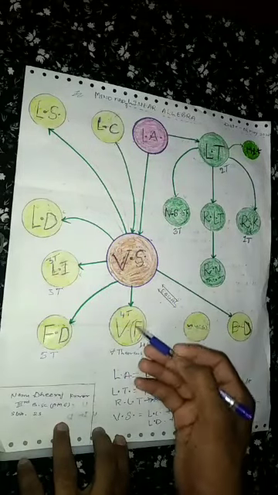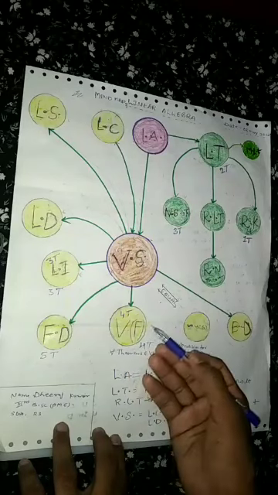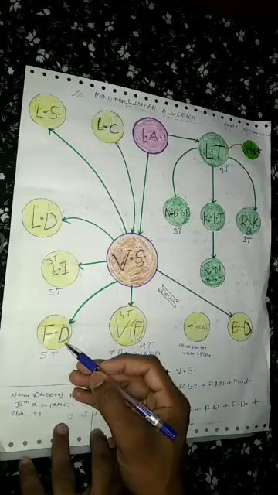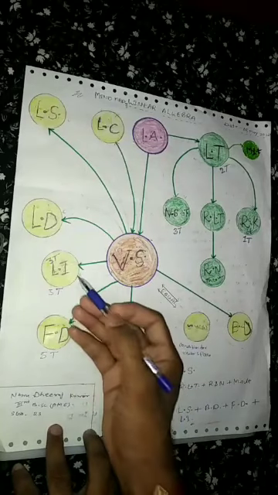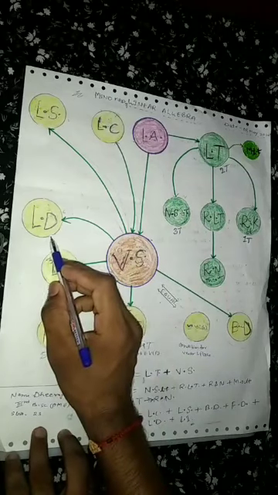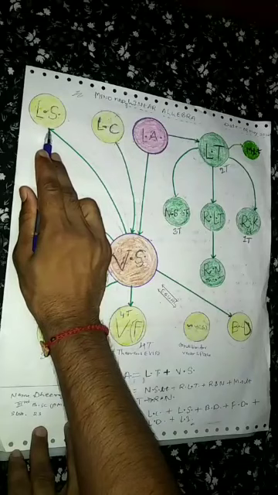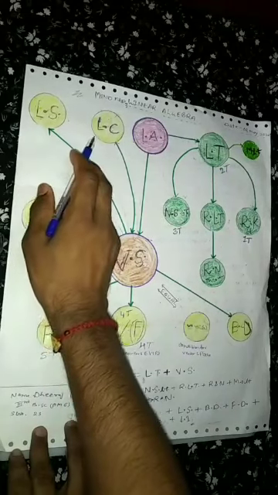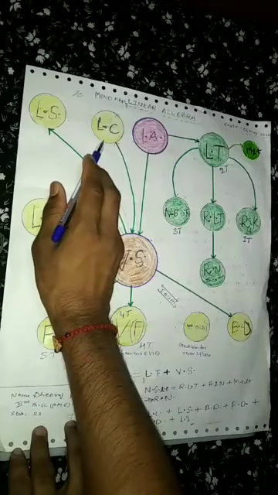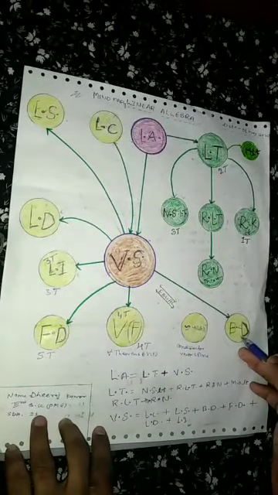After vector space, the next point is V of F, which is a vector subspace. Then there is FD, that is finite dimensions. Then LI stands for linear independent, LD stands for linear dependent, LS stands for linear span, and L.C. is called linear combinations. The last one is BD, that is called basis and dimensions.